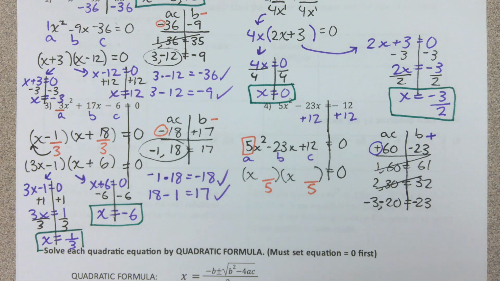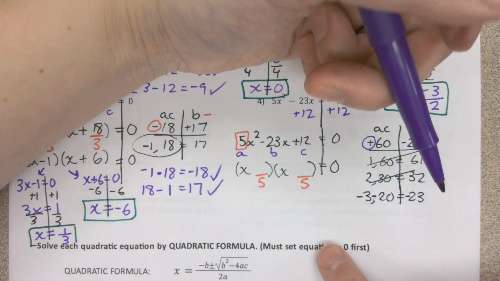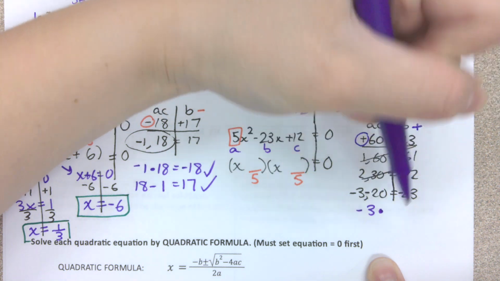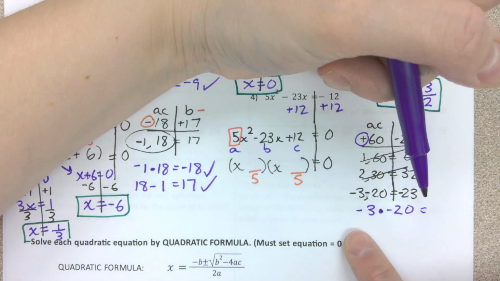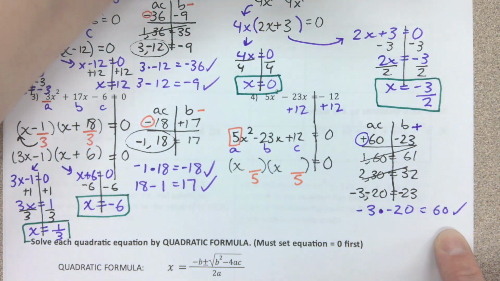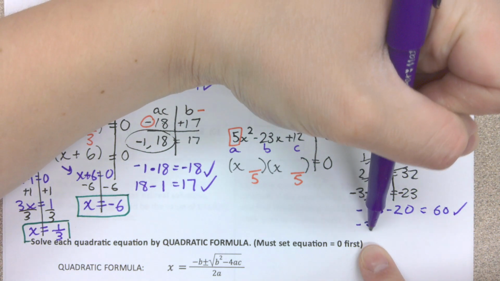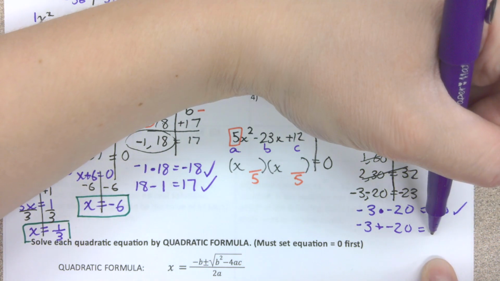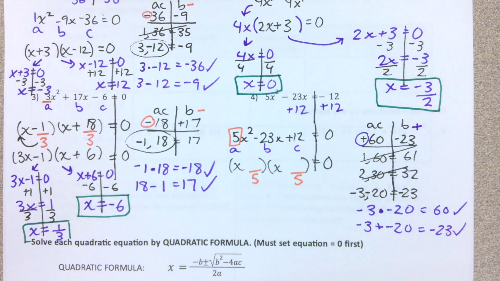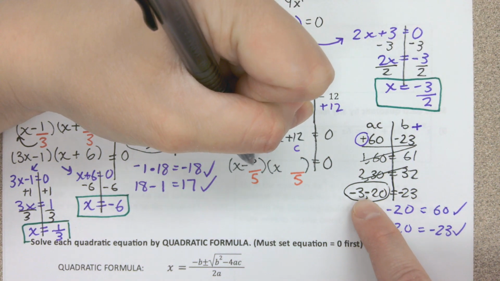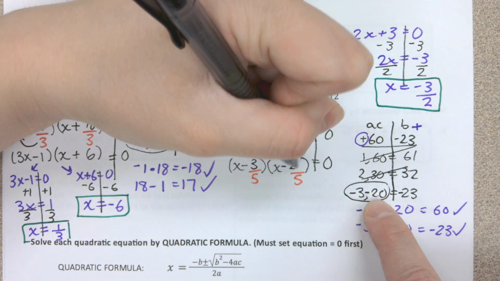Yes. Let's check it for good measure. We have negative 3 times negative 20. Now when you multiply two negatives, you get a positive. So this is positive 60, yes. And then negative 3 plus negative 20. When I add two negatives, the result is still negative. This is negative 23, yes. So I have my factors. We have x minus 3 over 5 and x minus 20 over 5.